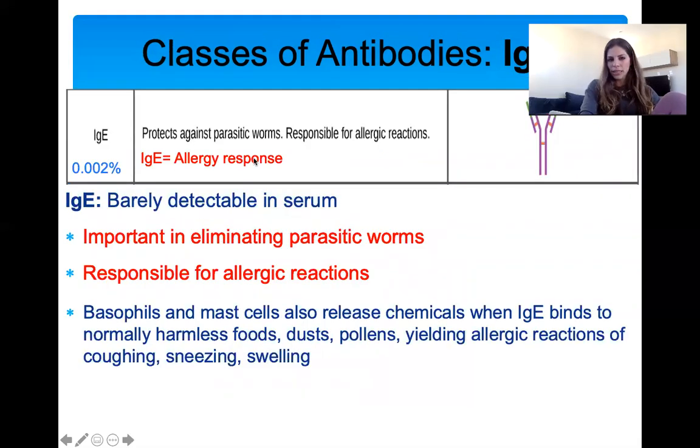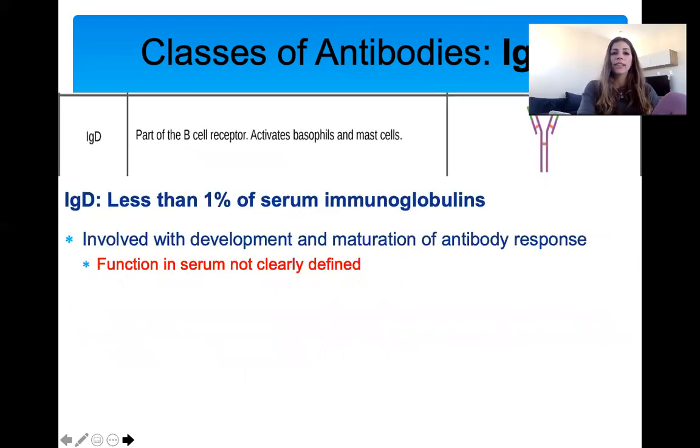IgE is barely detectable in serum. There's very little of it, but I want everyone to know 2 things about IgE. It's important in protecting you against parasitic worm infections, and it's also responsible for allergic reactions. So when we learn about allergies, we're going to see a lot of IgE. IgD, there's less than 1% of it. I guess the biggest thing is no one really knows what its exact function is. We have some idea that it's part of the B cell receptor, but its exact function isn't yet defined.